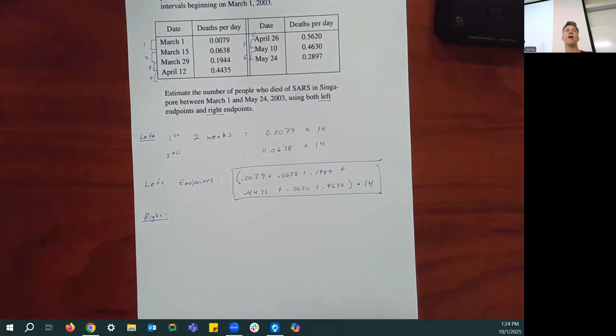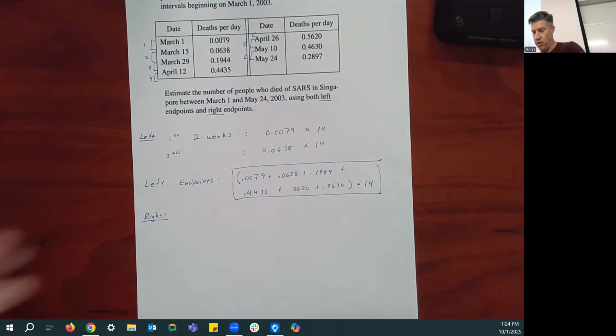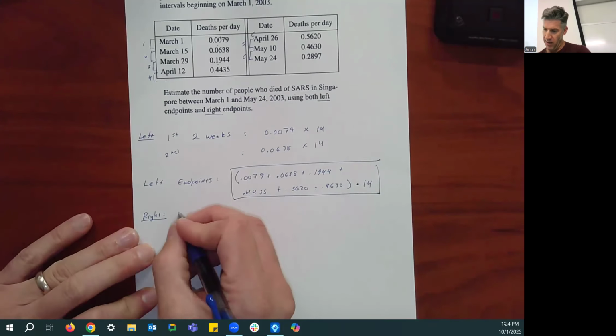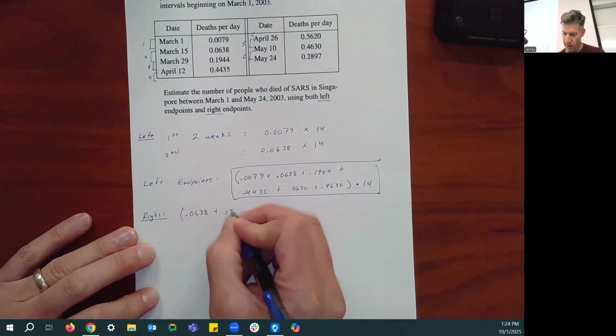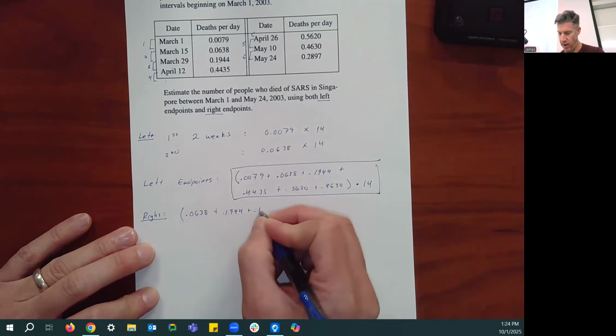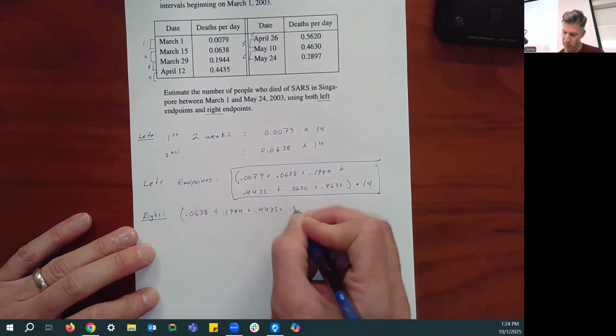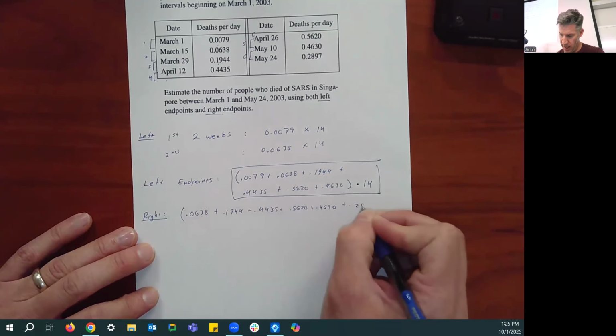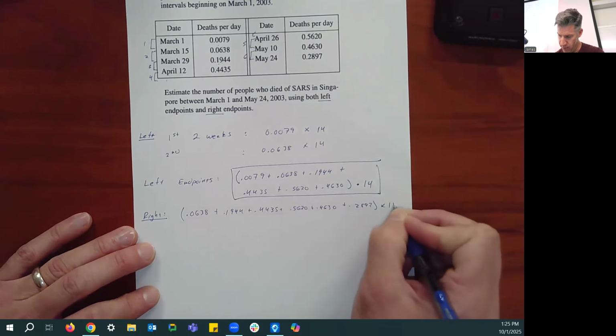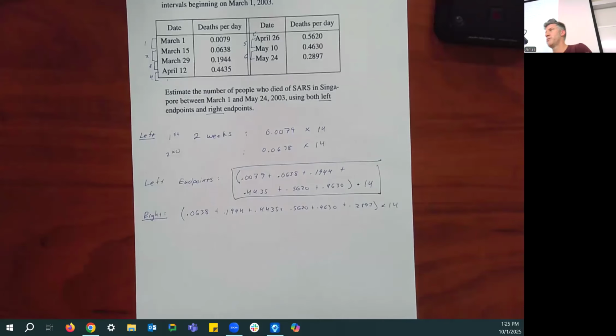So usually if you're using left endpoints, you're using all the values except for the last one. If you're using right endpoints, you're using all the values except for the beginning one. So here, using right, it's going to be a pain to write out again, but we'll do it: 0.0638 plus 0.1944 plus 0.4435 plus 0.5620 plus 0.4630 plus 0.2897, all times 14. Cool.